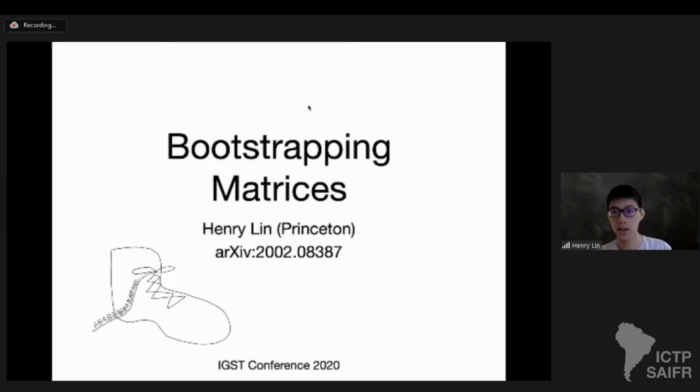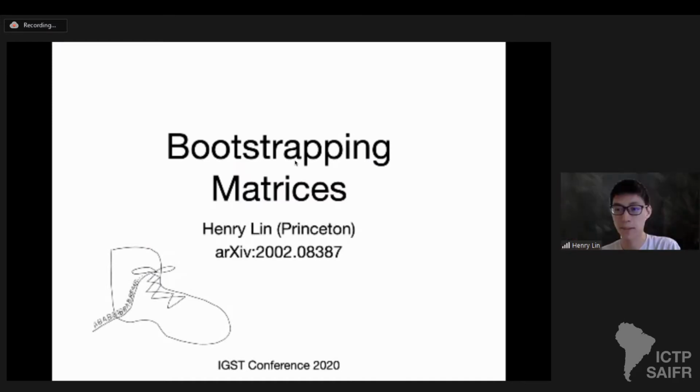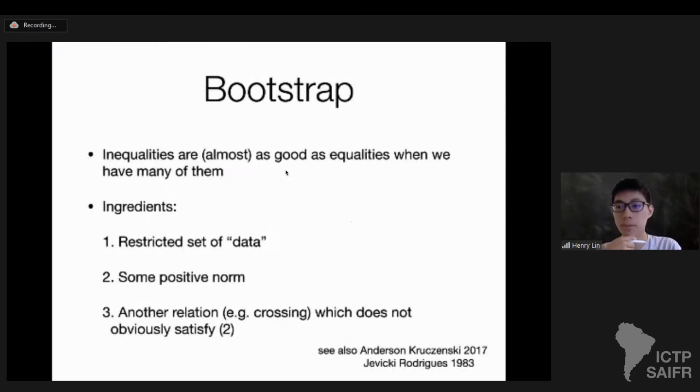Great. Okay, so thank you for the invitation to speak, and I look forward to any discussion that will come up. Today I'm going to be talking about a new method to solving random matrix integrals, and similar methods can be extended to higher dimensions, at least in the case of quantum mechanics, and I'll discuss that at the very end. So the idea of the bootstrap in general, not just the matrix bootstrap, is that inequalities are almost as good as equalities when you have lots of them.